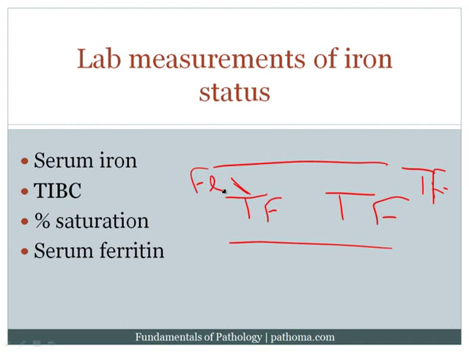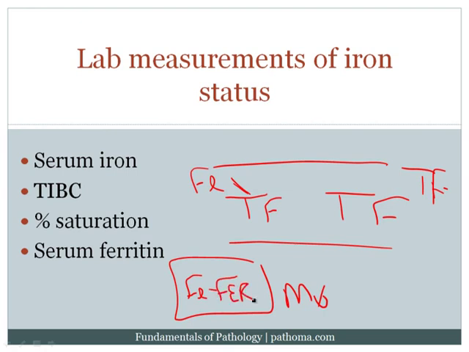Eventually, that iron is delivered to the macrophage, so let's call this the macrophage, and when iron is present within the macrophage, iron is bound to ferritin, so we'll connect it to ferritin over here.